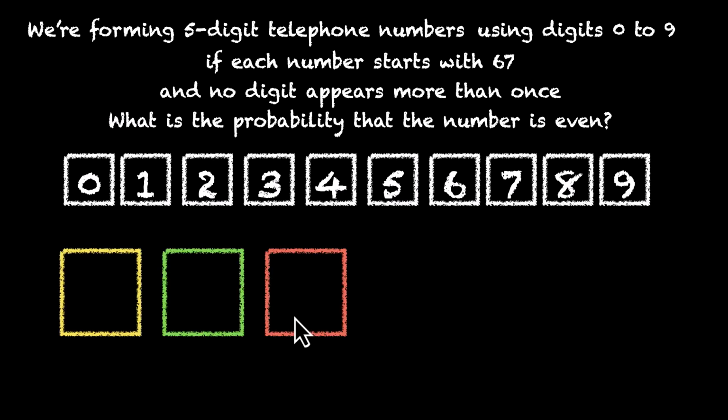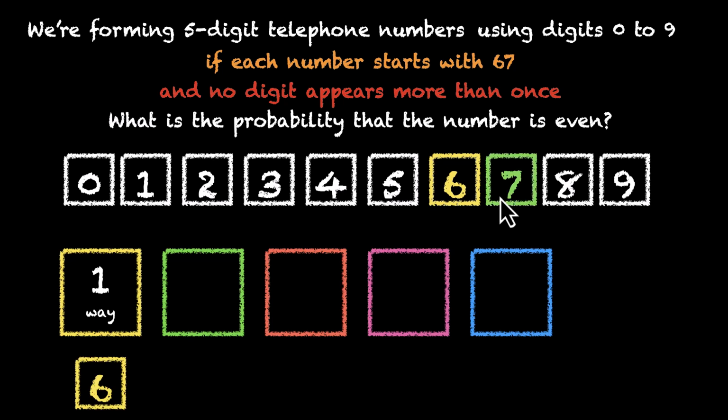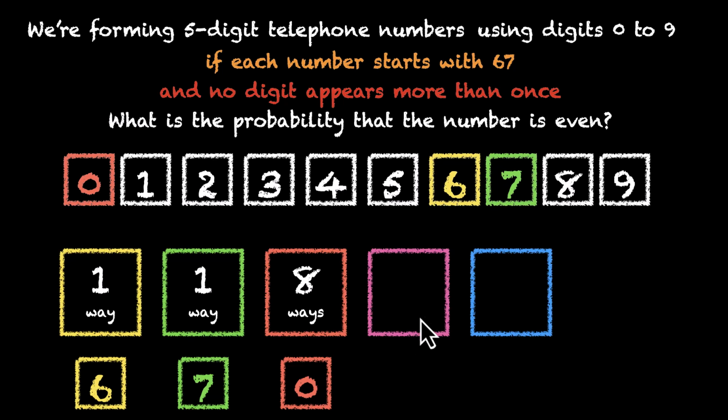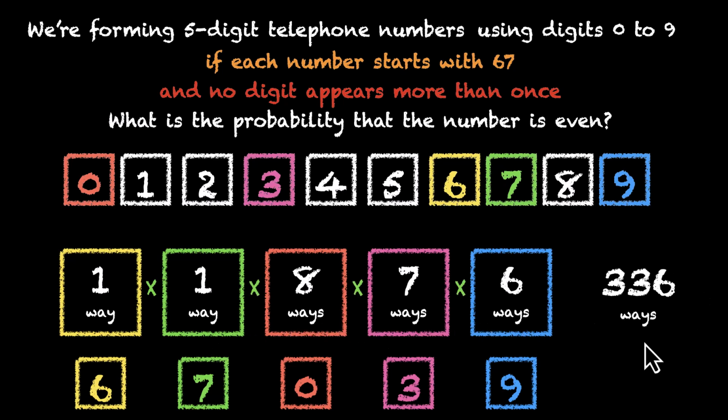We're forming a 5-digit telephone number. We're given that the digits do not repeat and the number starts with 6, 7. So let's start the number by picking 6 and 7. So that can be done in only one way. Now we're left with 6 here and 2 here, 8 digits. We can pick any one of them here. So 8 ways. Then we have 7 remaining and then we have 6 remaining. So total number of ways is 1 times 8 times 7 times 6. That's 336 ways. So total number of telephone numbers that start with 6, 7 where digits don't repeat, that's 336.